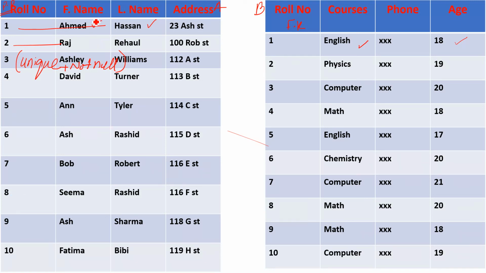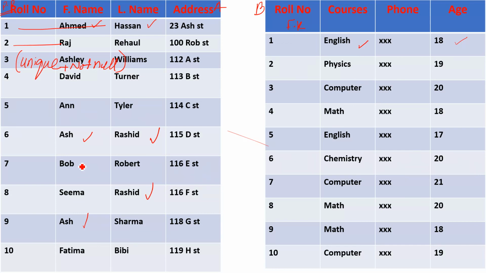We cannot set first name, last name, address as a primary key. Why? Because here, this is Ahmad, right? There is the possibility, but here I have made only 10 students, but normally in universities or colleges we can have 1,000 students. Definitely there will be more than one Ahmad. Definitely there will be more than one Emma or Ash and so on. Sometimes the first and last name also matches. See, this is Ash, this is Ash, this is Rashid, this is Rashid, right? So there is a duplication, we cannot set it.